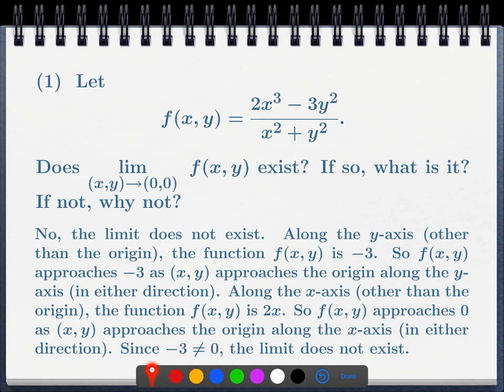And since minus 3 does not equal 0, these limits are not the same, so the limit here does not exist. Again, because we approach the origin in two different directions, we get two different limits.